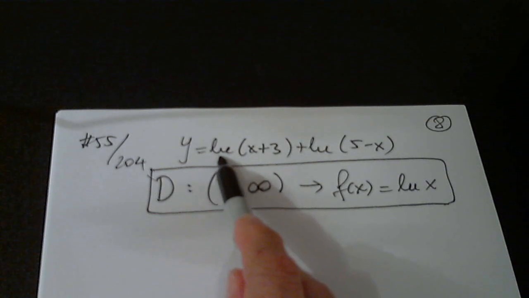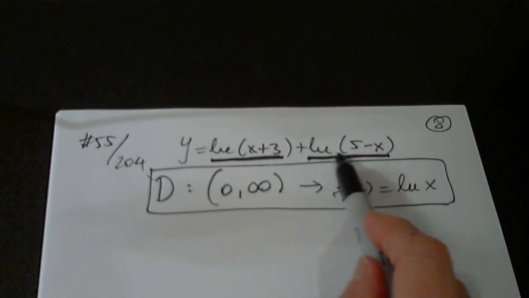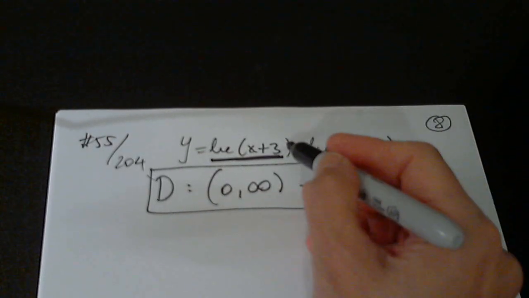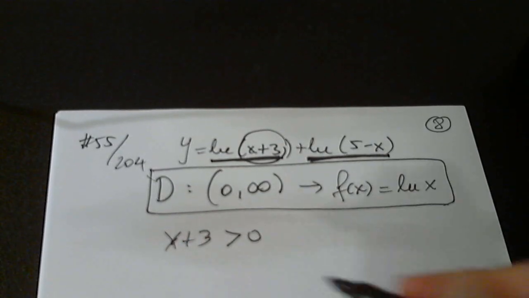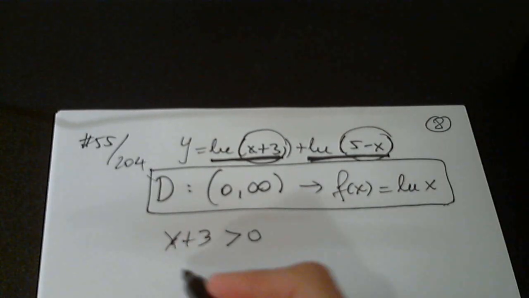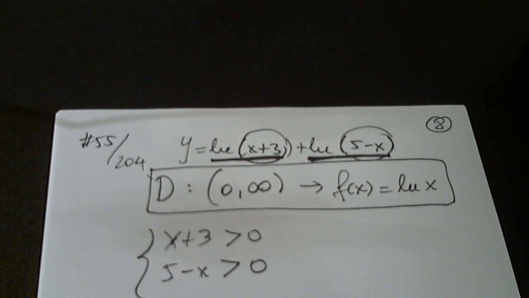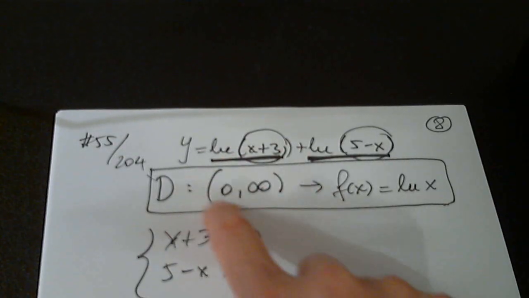But here I have a function that has natural log of x plus 3, and here I have a function that has natural log applied to 5 minus x, which means this quantity has to be strictly greater than 0. And it means that this quantity has to be strictly greater than 0, not equal to 0, because there is a vertical asymptote here. It's open.